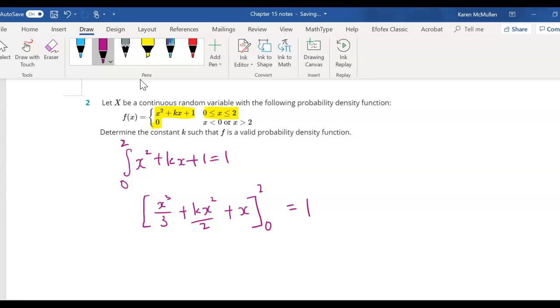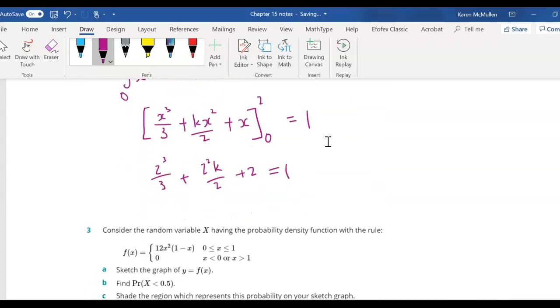So we've got to substitute in 2. So 2 cubed over 3 plus 2 squared times k over 2 plus 2. And then when I substitute in 0, I'm just going to get 0. So we can just say that is equal to 1. And then we can just solve all that, which is a bit annoying, so I'm just going to do it on my calculator.